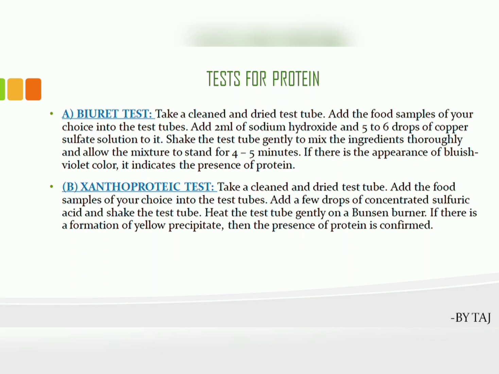Next is the xanthoproteic test. Take a clean and dry test tube. Add the food sample of your choice into the test tube. Add a few drops of concentrated sulfuric acid, H2SO4. Shake the test tube and heat it gently on a Bunsen burner. If a yellow precipitate forms, the presence of protein is confirmed. So this is about the protein tests.